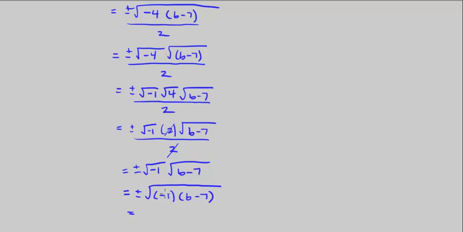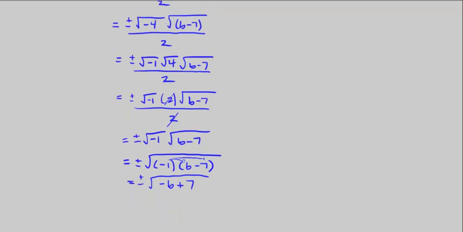Okay? And then we can distribute the negative 1 in. So if we distribute the negative 1 in, we get square root of negative b, and then minus, well, the negative and the negative cancel out, so plus 7, right? Or we could write this as plus or minus square root of 7 minus b. And I'm just subtracting them to make it look a little nicer, okay?